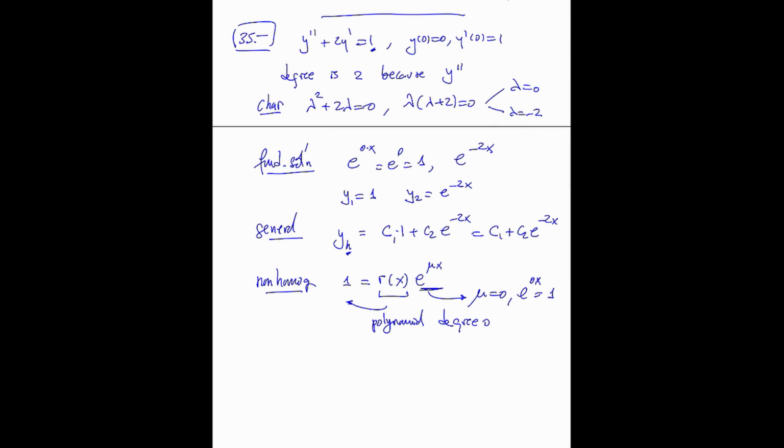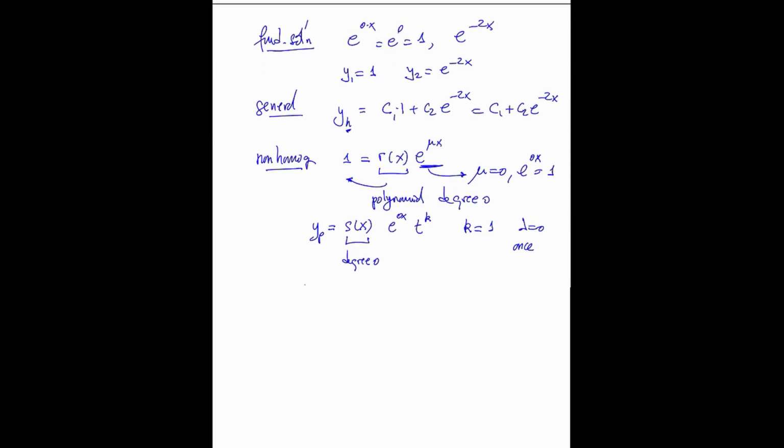Therefore, the particular solution will be another polynomial of the same degree. This is a polynomial of degree 0, meaning a constant, times e to the 0x, which we don't see, and times x to the k, where k is the number of times 0 appears in the characteristic equation. If you remember, one of the solutions of the characteristic equation is lambda equals 0. So k is 1, because lambda equals 0 appears once as a solution. So our particular solution is a constant to be found times x.